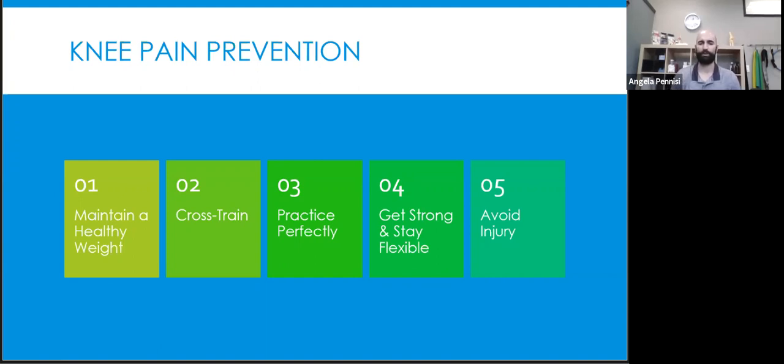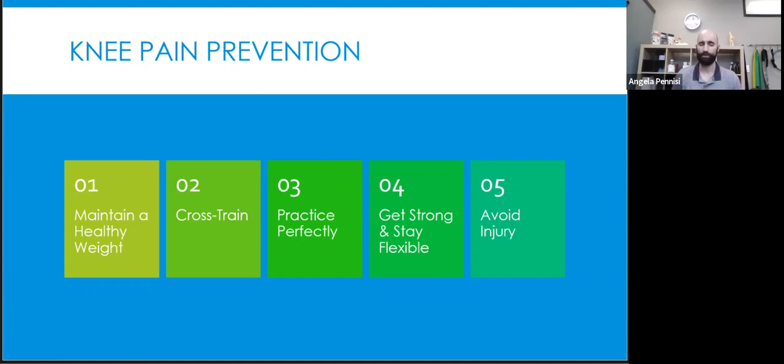Number 4 is to stay strong, or get strong, and stay flexible. So again, we want to strengthen all those stabilizing muscles. We want to strengthen all the muscles surrounding the knee. An important part of keeping the knee joint itself happy is, again, having nice stable musculature around it. We also want to stay flexible. Make sure that, again, that hinge can move unimpeded.